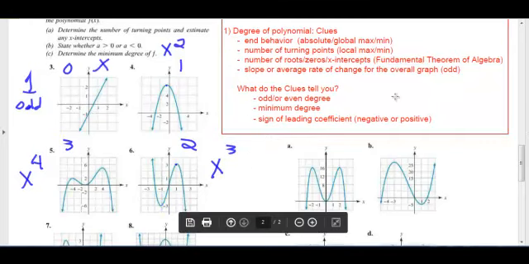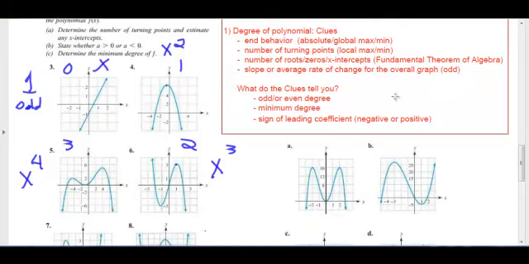Okay, the next thing that we want to look at, the next clue I should say, is the number of zeros, x-intercepts, or roots. Those are all the same thing. They're just different ways to say it. So basically we're looking for x-intercepts. And the fundamental theorem of algebra says you can have as many or fewer roots than the degree of your polynomial. So the degree of your polynomial has to be at least as big as the number of roots you have. You can have fewer roots or zeros, but you can't have more.